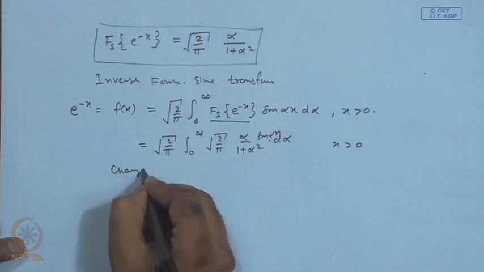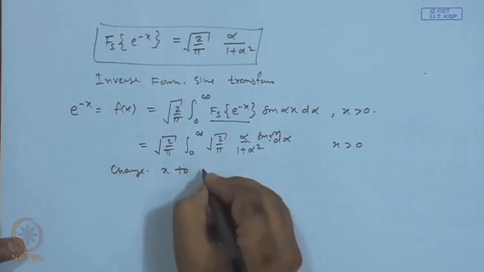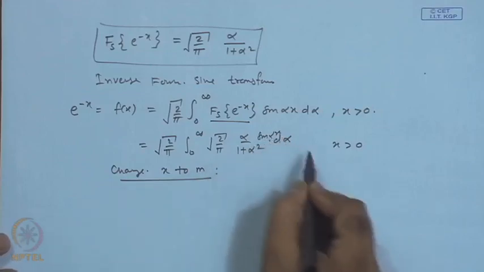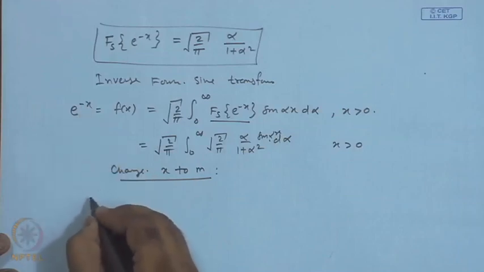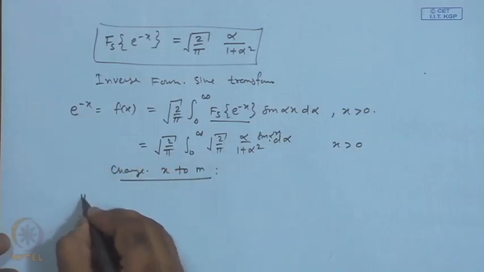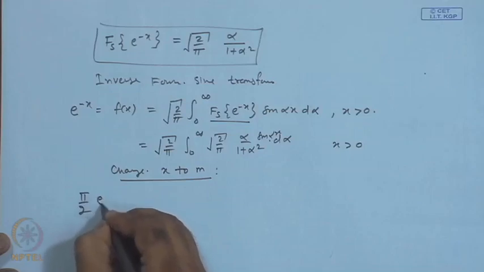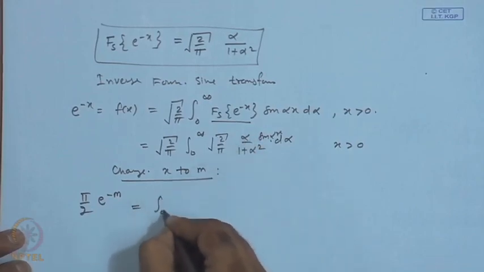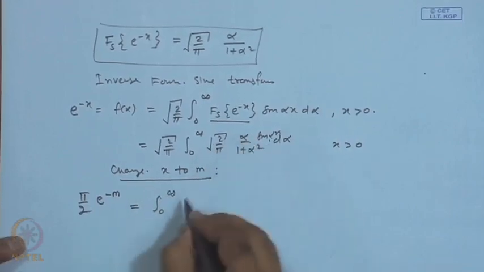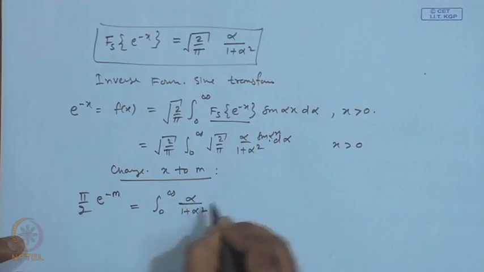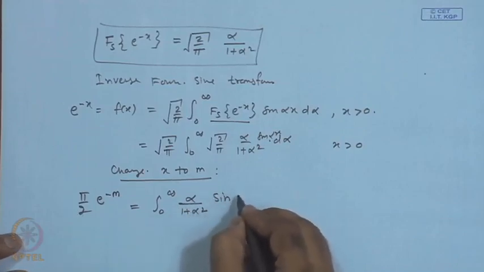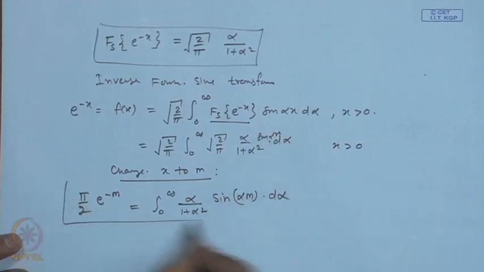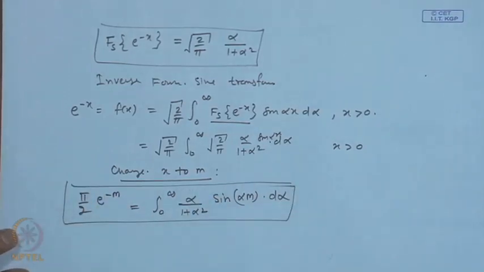and now we change x to m just to have a different name here. So, we will get this pi by 2, which we can take to the left hand side. So, pi by 2 e to the power minus m, where x is changed to m. So, what we have now is the integral from 0 to infinity of alpha over 1 plus alpha square times sine alpha m d alpha. So, this we got the value of this integral.